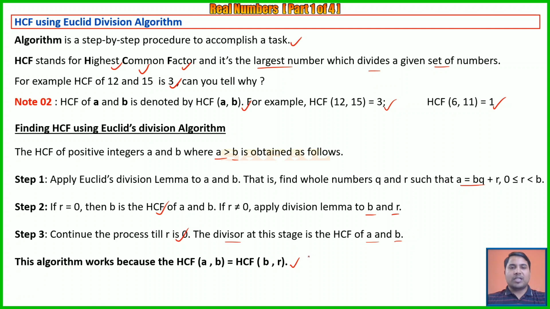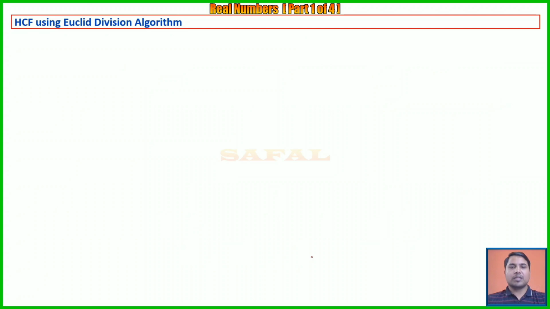So keeping Euclid division algorithm in mind, now we'll do two questions to illustrate how we are finding HCF using Euclid's division algorithm. So the first question you can see on the screen, find the HCF of 404 and 96 using Euclid's division algorithm. So let's write the solution for this.